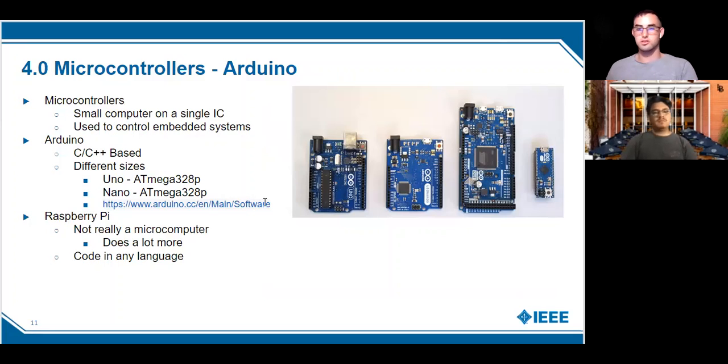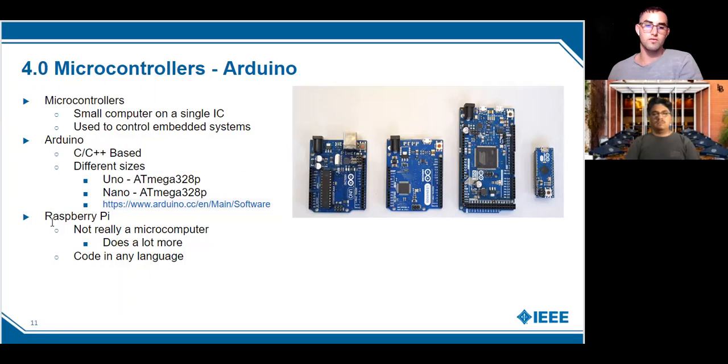Now a microcontroller is a small computer on a single IC, or integrated circuit. It's used to control an embedded system. One example of a microcontroller, as you can see in this picture, is an Arduino. It's based on C and C++ code, and it comes in different sizes. As you can see in the picture, we have the Arduino Uno on the left, and, which one is this? I can't really read it. Okay, well, this one's the Arduino Mega, and then on the very right, you have the Nano.